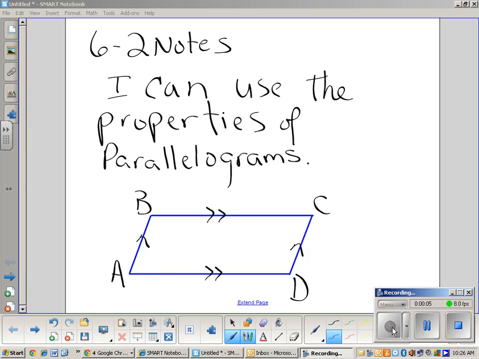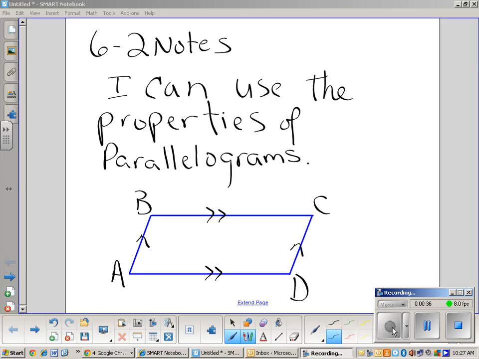Today we're going to talk about section 6.2, which will be the properties of parallelograms, how we can use the special properties, and how this ties in with some of the material we've talked about in the past. Okay? Parallelogram ABCD, which I've drawn there. We notice right off the bat that we have opposite sides that are parallel. Okay? So we have to think about that.